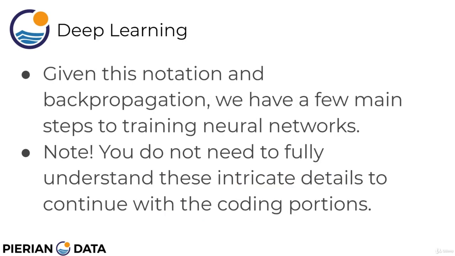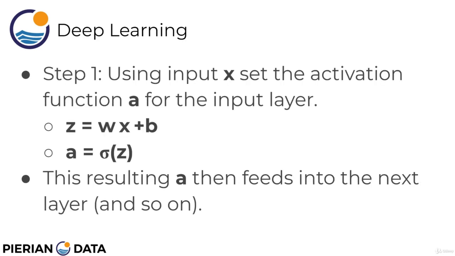So given this notation and backpropagation, we just have a few main steps to train neural networks. Now note again, you don't need to fully understand these intricate details on calculus or the notation to continue on with the coding portions of this course. Let's review now the actual learning process for a network. We start off with just a very basic feed-forward process that we're already familiar with.